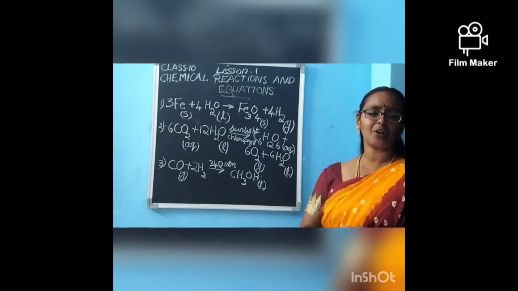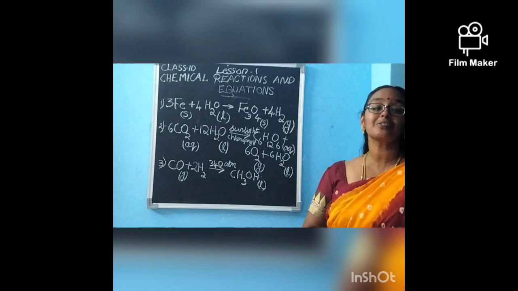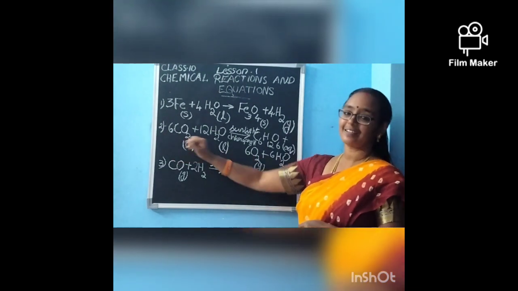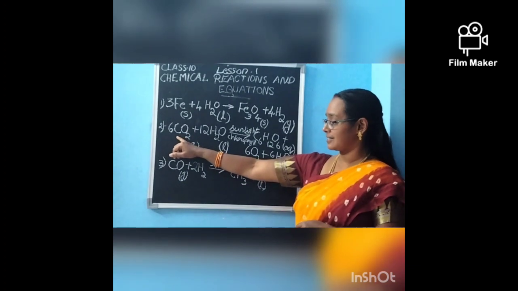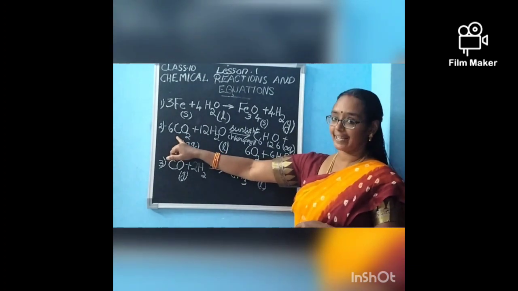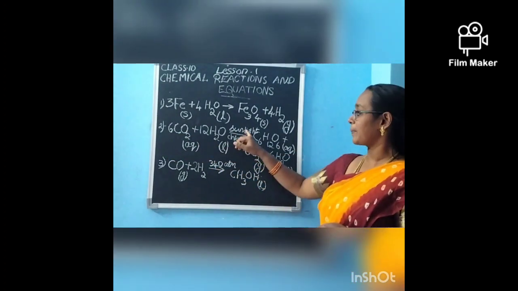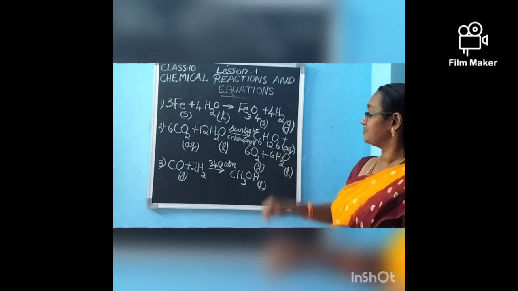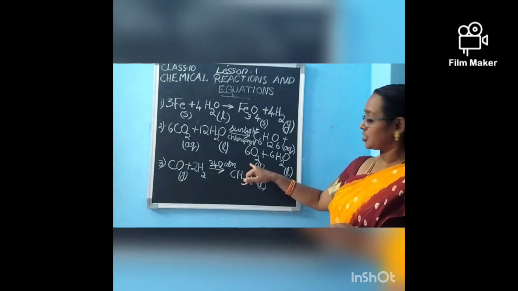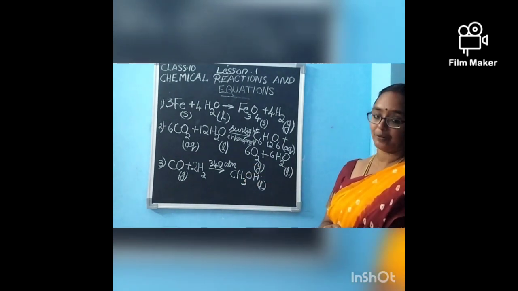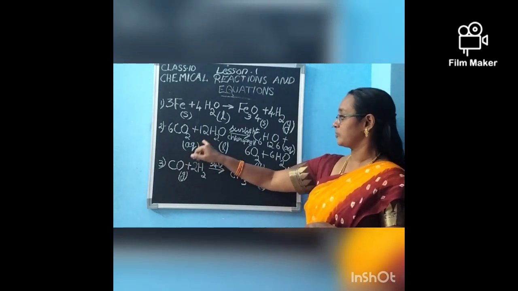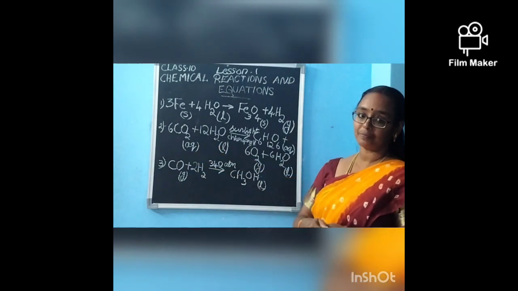What is this reaction called? This is photosynthesis. You know it? This is photosynthesis. It's a complex reaction from simple substances like carbon dioxide and water. In the presence of sunlight and chlorophyll, we are getting carbohydrate plus oxygen and water as byproducts. Here, carbon dioxide they are taking in the aqueous form, water in the liquid form.